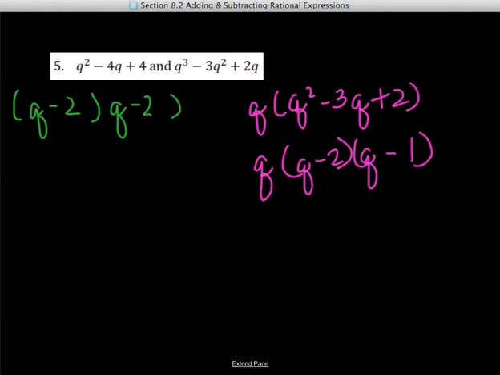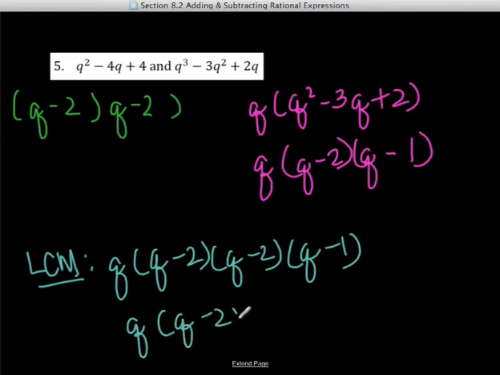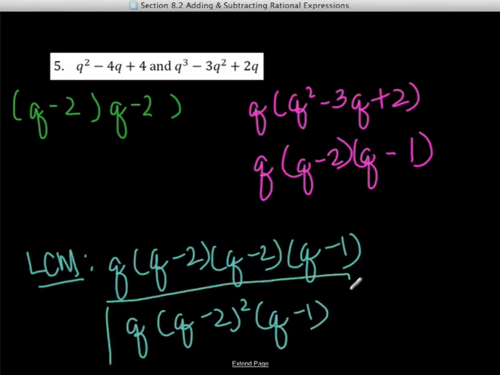Okay, so now that I have my factored form, I have on the left-hand side two q minus 2's and one q minus 2 on the right. So I'm going to write down the greatest number of each. So there's two q minus 2's. Then there's one q here, no q's here, so I write down one q. And then q minus 1. No q minus 1 here, so I write down one. And then I would just probably simplify this to q minus 2 squared times q minus 1. And there would be my answer for example 5.